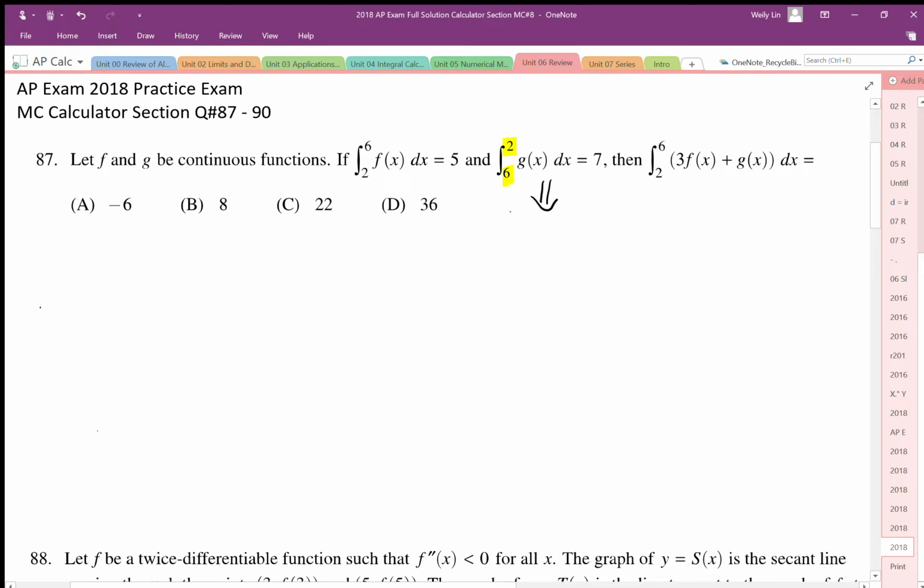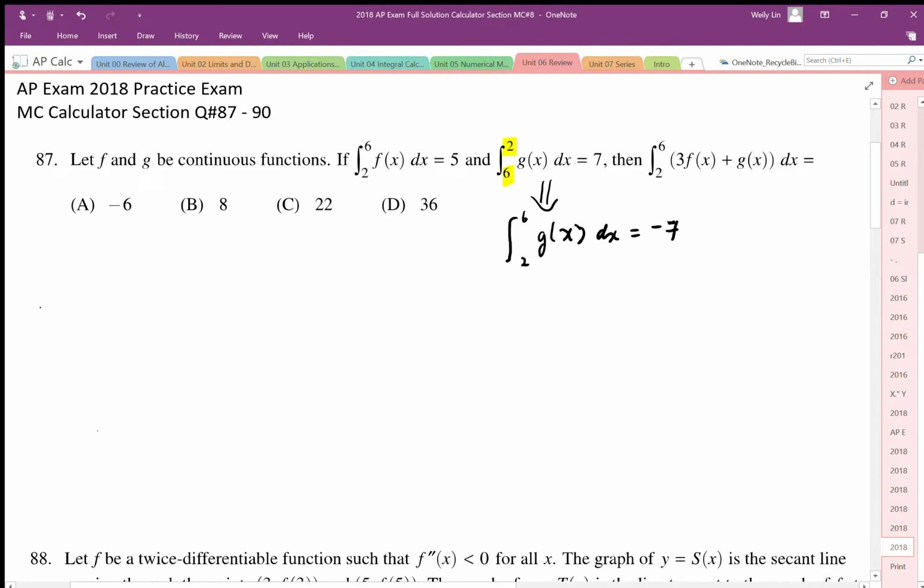Okay, so when we switch the integral bounds around from 2 to 6, we need to make sure that we sign the area its opposite sign. So when we reverse the bounds of integration, the area, or the displacement, will be its opposite. Okay, so that's the key to this problem. Once we have that, this problem is fairly straightforward in that we are going to then integrate.